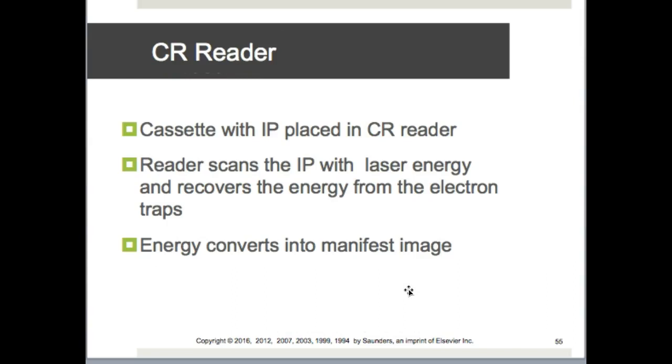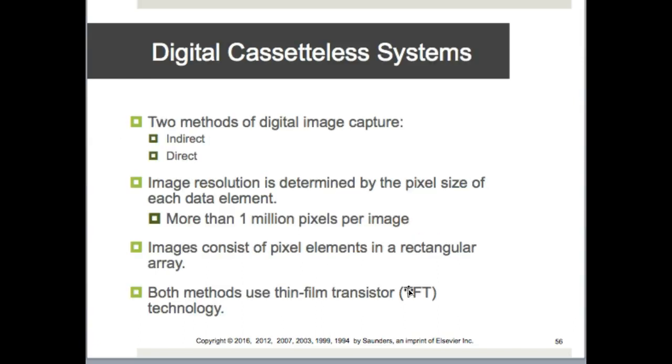So you have a CR reader. The cassette is placed in a CR reader. The reader scans the imaging plate with laser energy and recovers the energy from the electron traps. So when you expose a CR plate, the electrons go up into a higher energy state in these areas called traps. So the laser will release the energy of those electrons and drop them down to a lower energy state. When it does, it gives off light. So the energy converts into a manifested image.